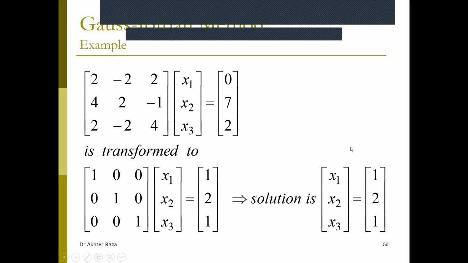So Gauss-Jordan is the same method as Gaussian elimination. Instead of making the lower triangular, we are going to make a completely identity matrix. After making the complete identity matrix, all of the remaining bottom elements are 0 and the top elements are 0. One step of backward substitution is not required. In only one step, we can have the solution.